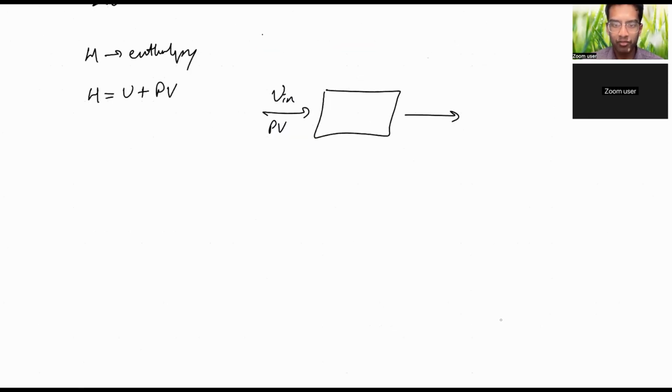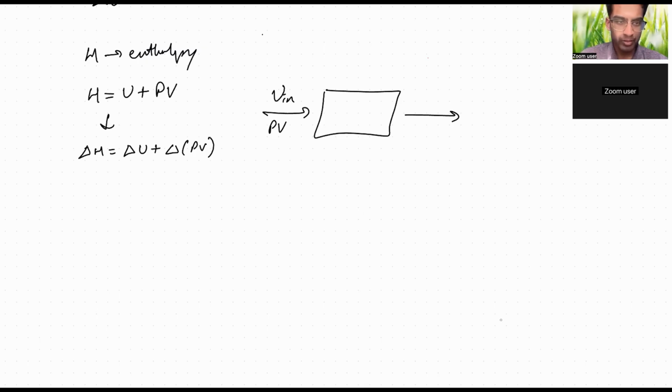So every unit of mass crossing the system carries its internal energy plus the flow work. So it carries H worth of energy, stored internal energy plus the flow work. Now, if we were to put this in terms of deltas, right? So you have delta H equals delta U plus delta of PV.